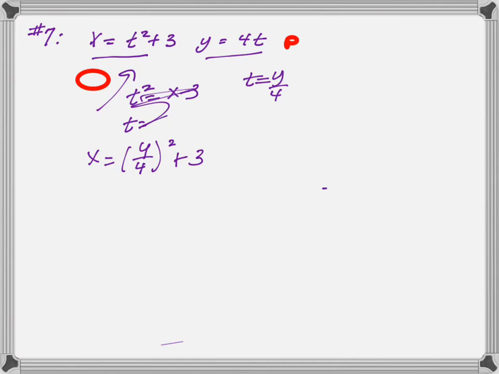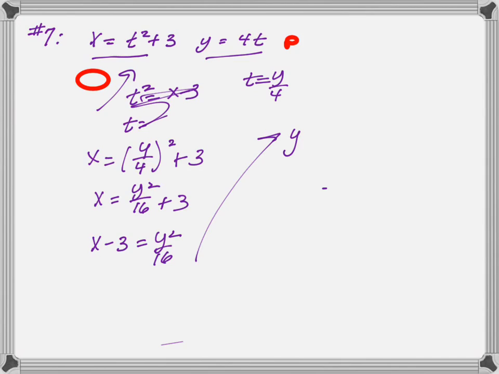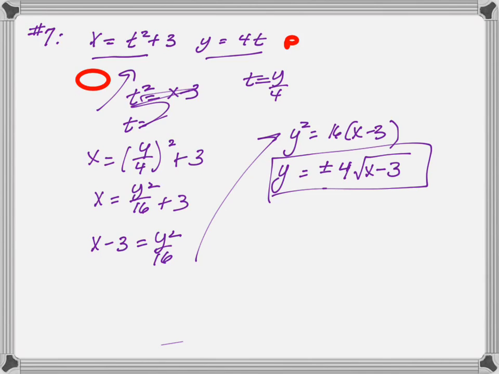So x equals y squared over 16 plus 3. So x minus 3 is y squared over 16. So y squared equals 16x minus... Well, let's just keep the 16. That makes sense. So 16 times (x minus 3). And then when we take the square root, y is plus or minus 4 times the square root of x minus 3. There we go. So that was number 7.